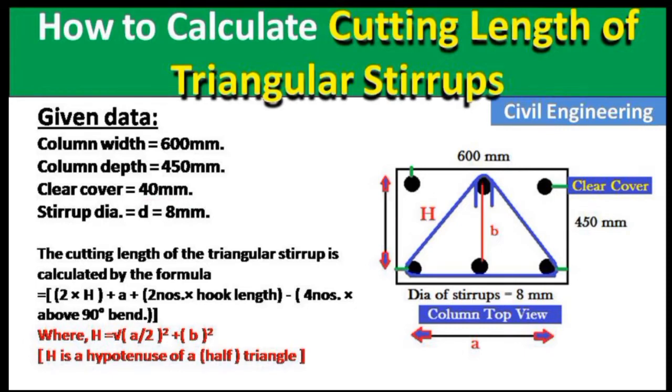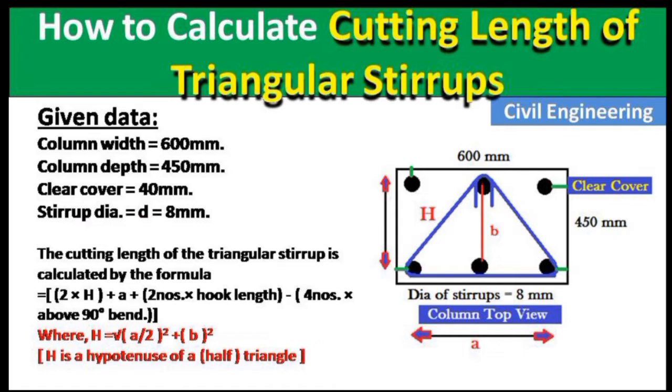After that, the stirrup diameter is 8 mm. The cutting length of triangular stirrups depends on the diameter of the stirrups. So this stirrup has a diameter of 8 mm.